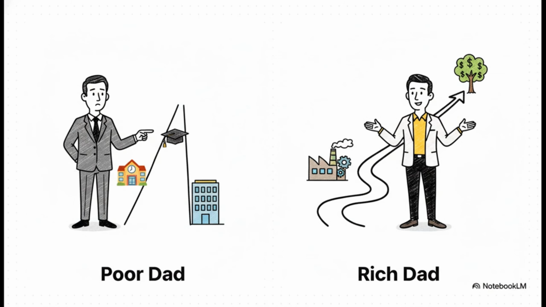On one hand, you had his poor dad, who was actually his biological father, a very smart, highly educated man. His advice was all about the traditional path. Go to school, get good grades, and find a safe, secure job. But then there was his rich dad, his best friend's father, and he had a totally different take. His advice was to build businesses and learn to become a successful investor. 2 dads, 2 completely different paths, leading to 2 wildly different outcomes.